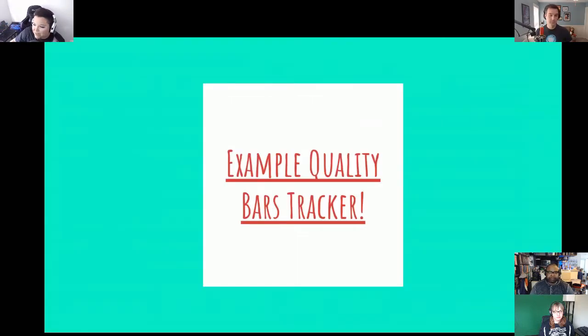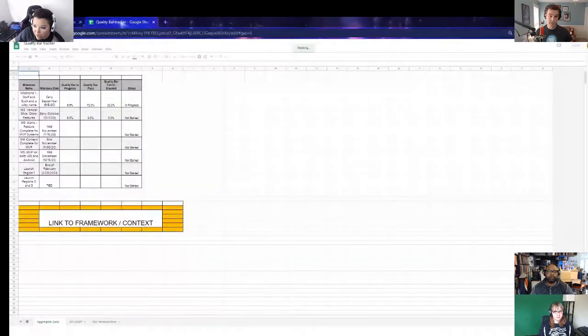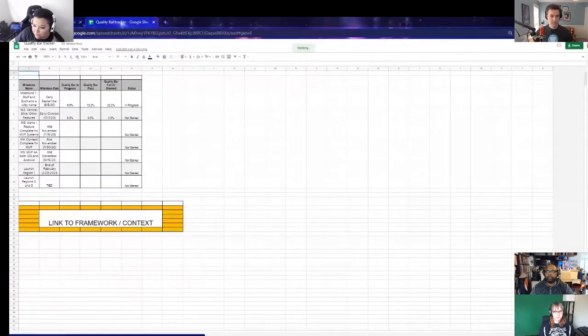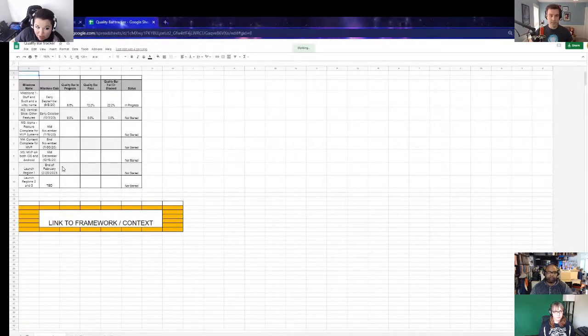Next, I'm going to show you what really matters. And that is, let me reshare. Hold on one second. And share again. Here's where the money is made, y'all. This is my aggregate quality bars tracker. So the other thing is just for show. Okay. And it's not that it doesn't matter. It's just that it doesn't matter in the same ways.